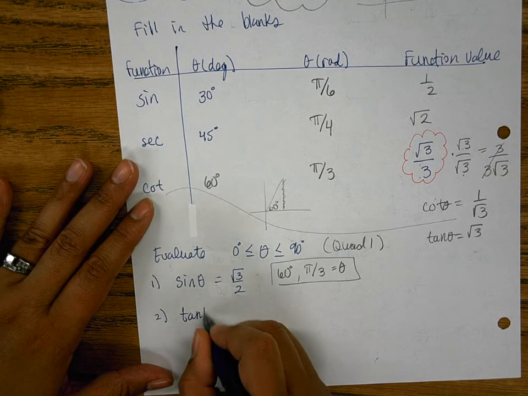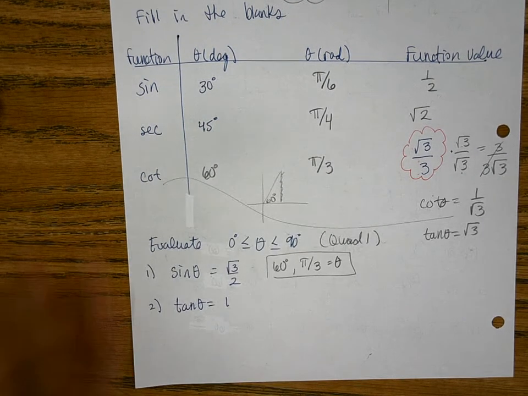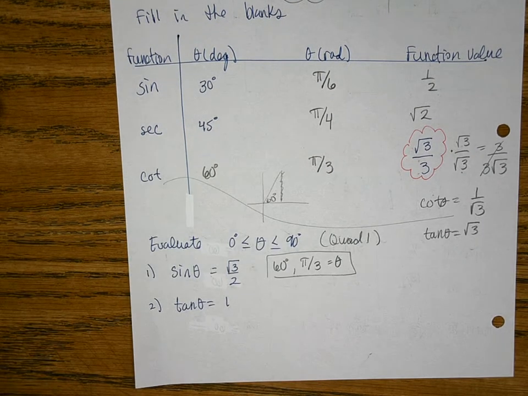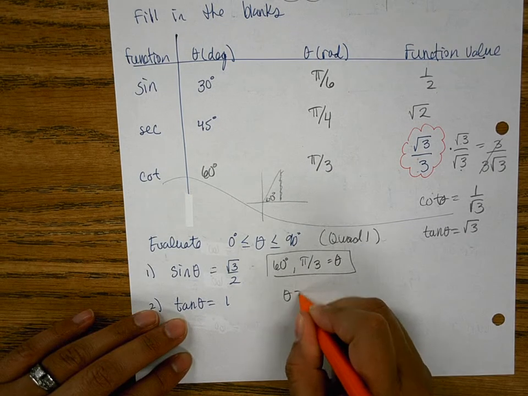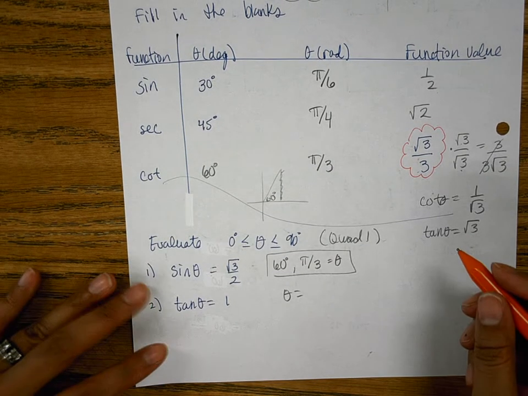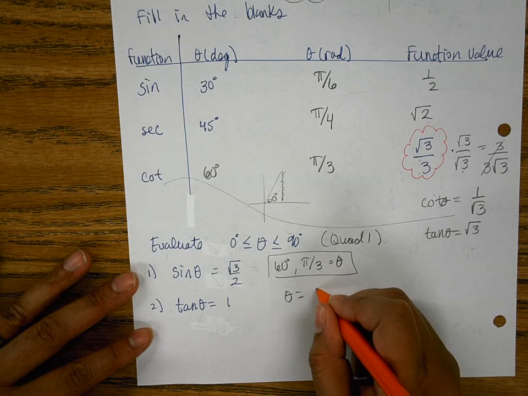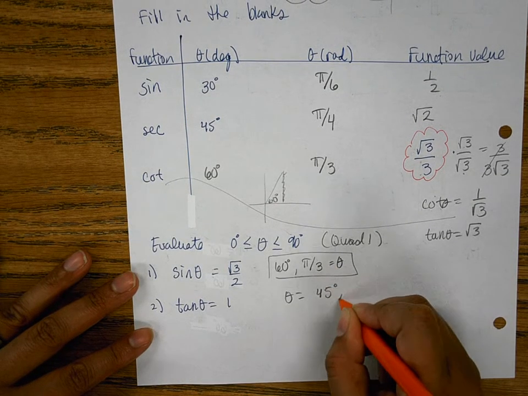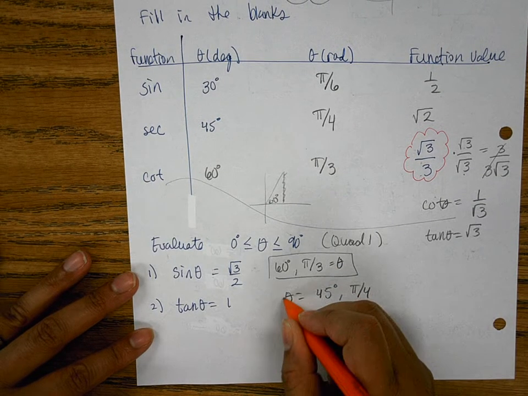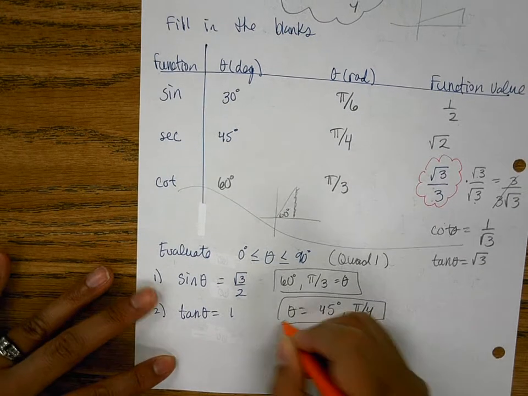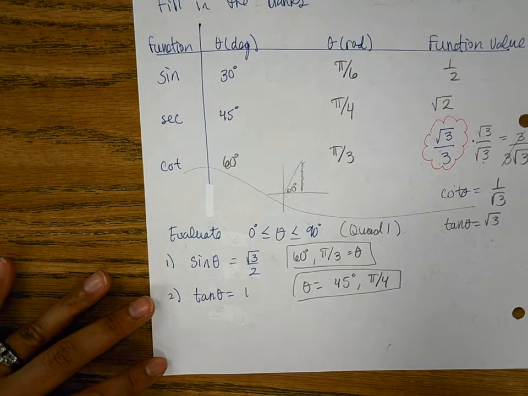All right. Number 2, tan of theta equals 1. That should be the easiest one for you. There's only one time when tangent of theta equals 1, and look at your chart if you're not sure. It is 45 degrees, which is the same as pi over 4.